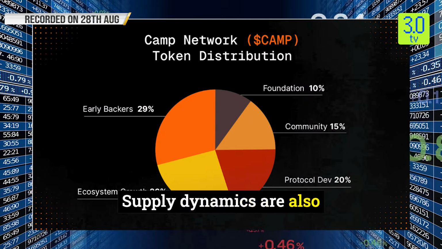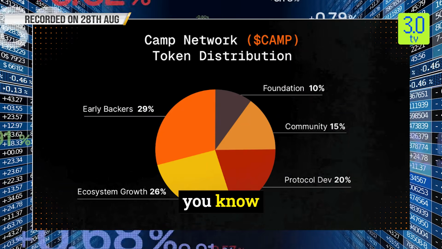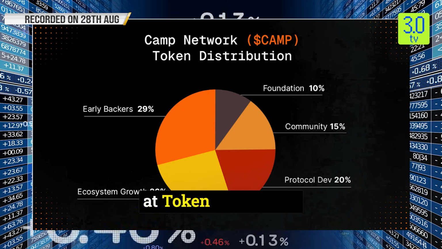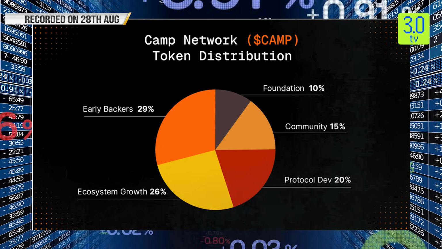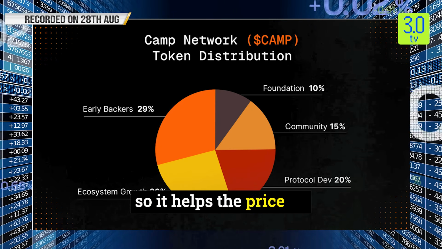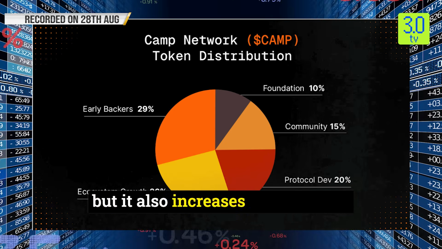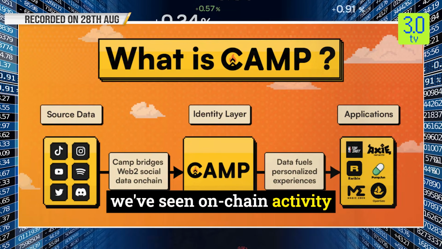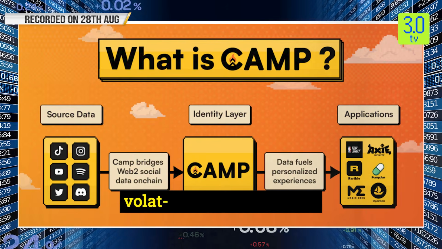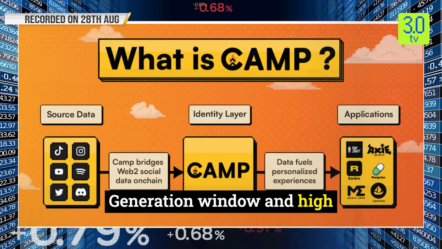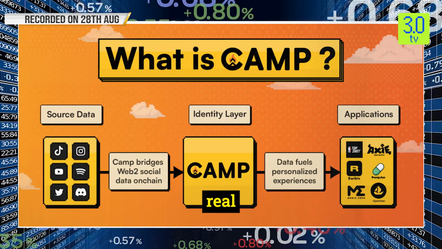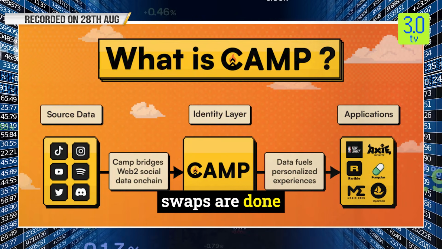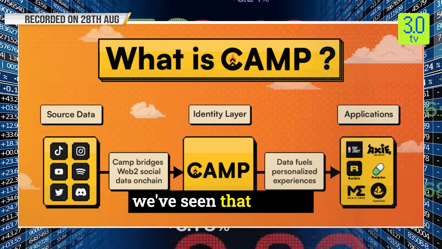Supply dynamics are also good and something to be careful of. Only 2.1 billion out of 10 billion tokens are circulating at token generation, which happened yesterday. It has a low initial float, so it helps the price go higher, but it also increases vulnerability to concentrated moves and token unlocks. We've seen on-chain activity, massive volume and volatility in the token generation window, and high early TVL and volume created real fee flow and on-chain signals to monitor. Claims are done, swaps are done, and big wallet flows we've seen as well.